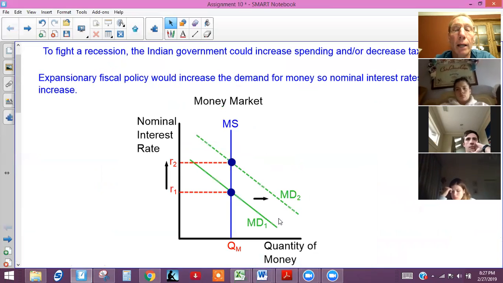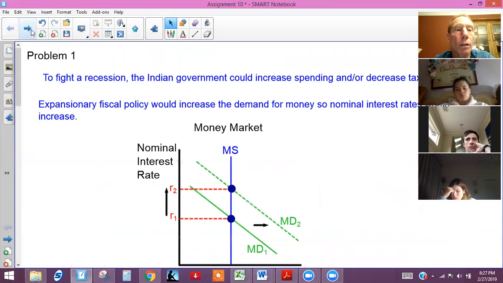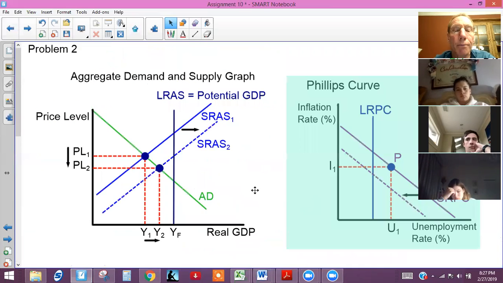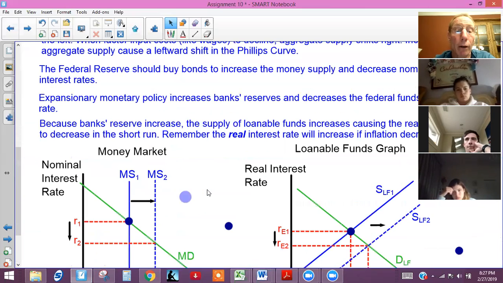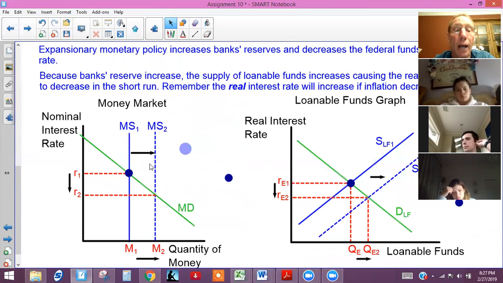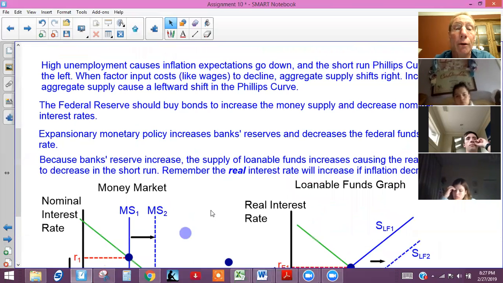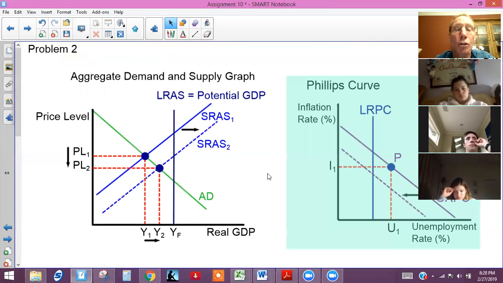And then if we think about monetary policy, which we've talked about over and over again, if this is going to shift out because of expansionary policy, that means nominal interest rates go down. It means investment goes up, which means aggregate demand shifts out. So this is what I mean by knowing all the cause and effect relationships that are happening.